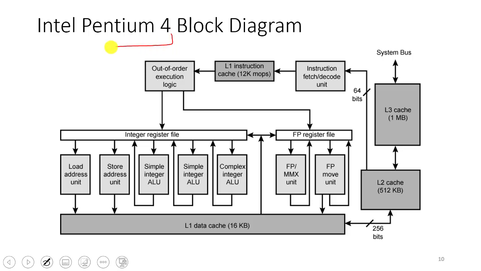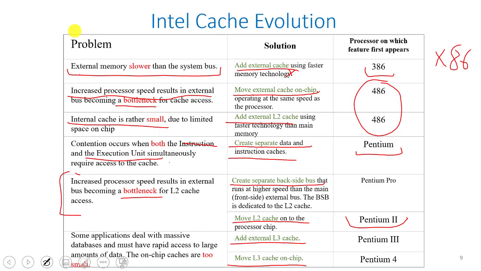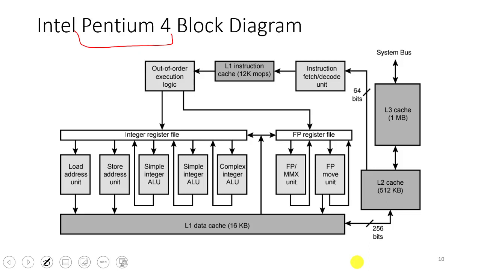This is the Pentium 4 block diagram, which is over here. So in Pentium 4, we have level 1 data cache. Okay, we have level 1 instruction cache. So we have two separate caches for level 1, one for data, one for instructions. We have level 2 cache over here, and we have level 3 cache. Now you can see level 1, 16 kilobytes, 12 kilobytes. Level 2, 512 kilobytes, and level 3, 1 megabytes. So this is how things are running inside our CPUs.